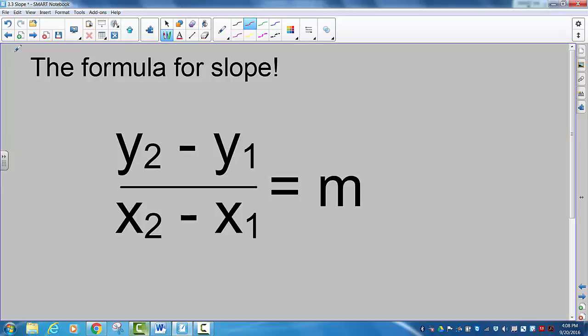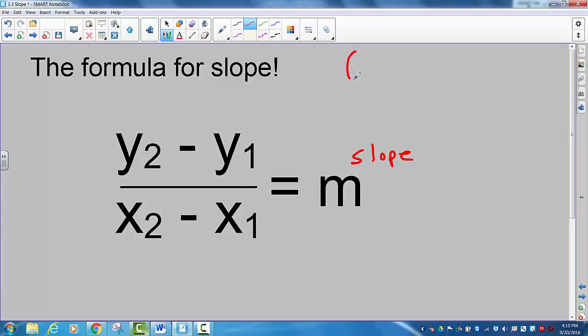That is slope. The official formula for slope is y2 minus y1 over x2 minus x1 equals m. Okay, look, m stands for slope, y2 stands for the second y coordinate, y1 is the first y coordinate, x2 is the second x coordinate, and x1 is the first x coordinate. What's important is you match them up well.